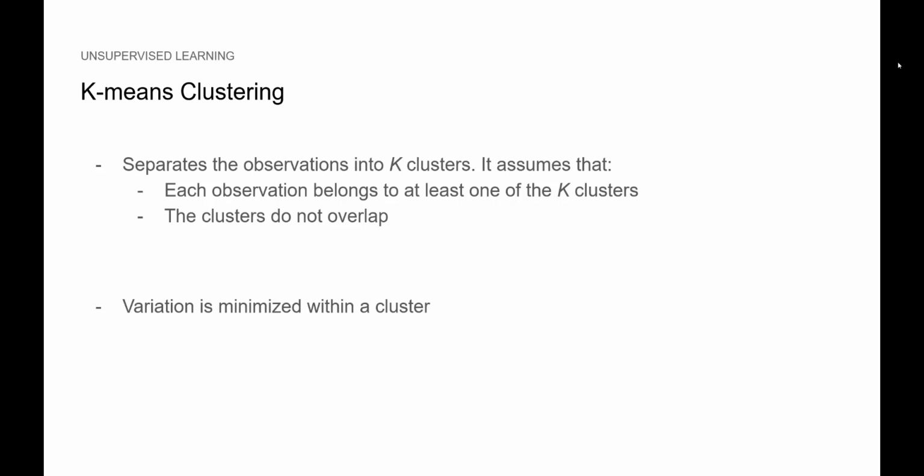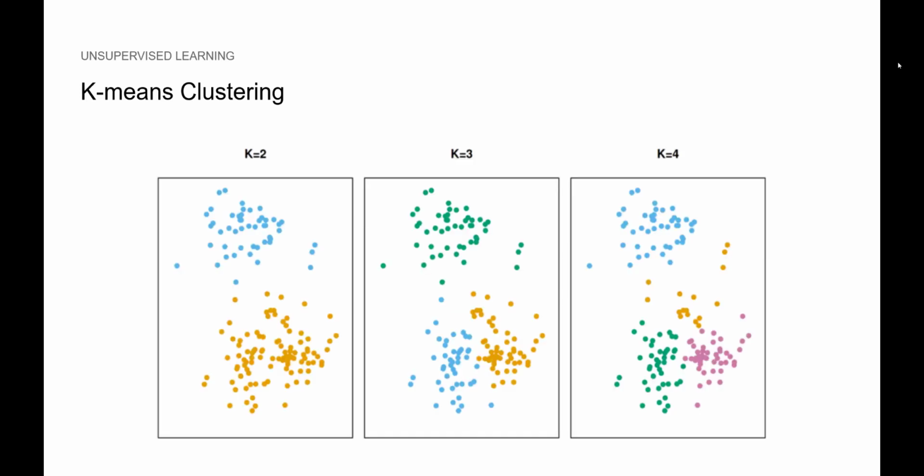This method simply separates the observations into k clusters, and we must provide that number k. It assumes that each observation belongs to at least one of the k clusters, and that the clusters do not overlap. It is important to note that the variation within each cluster is minimized. Here, you can see an example of how the number of clusters will affect how the data is partitioned. Feel free to pause the video if you want to study this a bit longer.